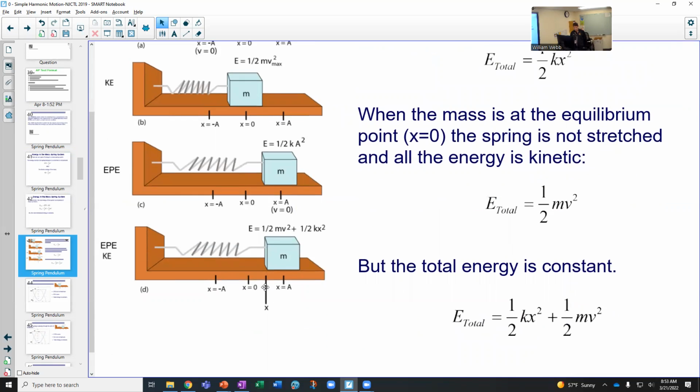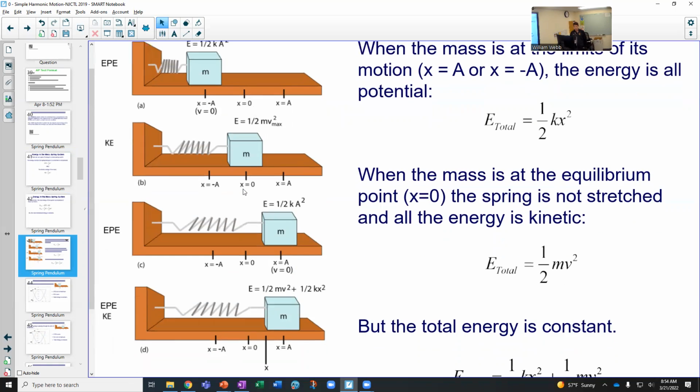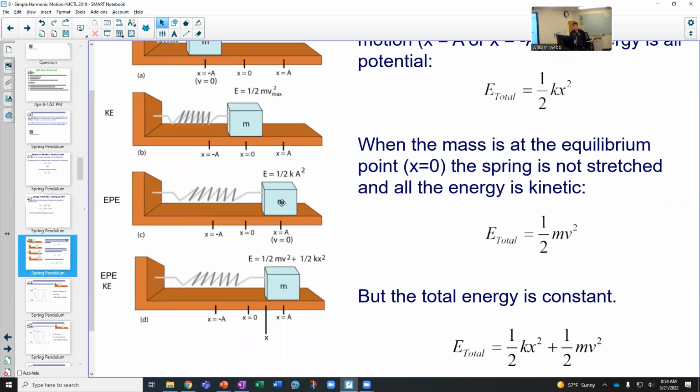But here they're marking it here with this X. If it's here, so the picture doesn't quite match, but if it's here, that's when we're going to have a sum of the two. And technically, it's always the sum of the two. It's just that when it's fully compressed, it's not moving, so the kinetic is 0. And when it's in the middle, the spring is relaxed, so the elastic potential is 0. And then when it's fully stretched again, it stops moving. It's got that instant where it has no velocity, so the kinetic is just 0.